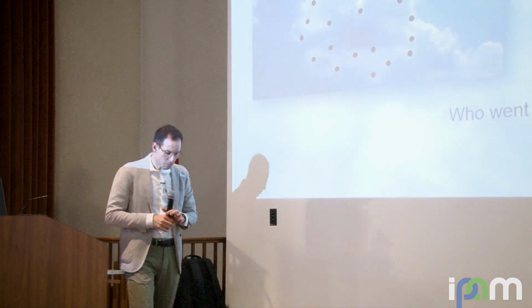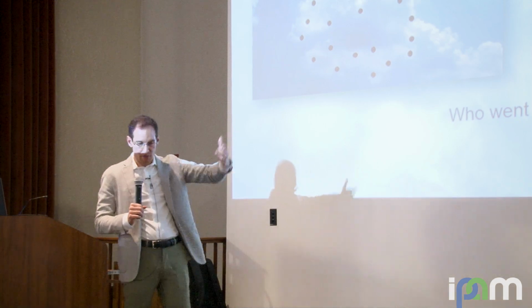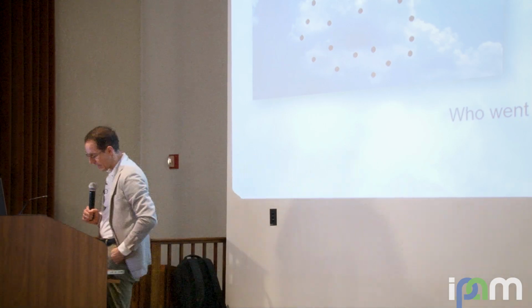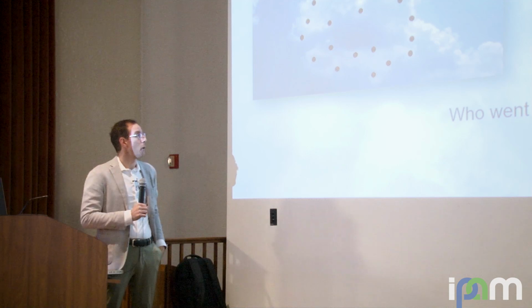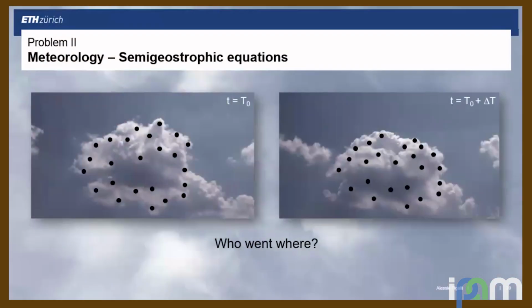So, a second problem. If you remember, I gave a list of possible applications of optical transport. It was meteorology. I'm happy to do this, because this was very fashionable when we were here at the 2008 workshop. A lot of people were discussing semi-geostrophic back then. The semi-geostrophic system is a very classical model in meteorology, used to describe large-scale atmospheric flows.